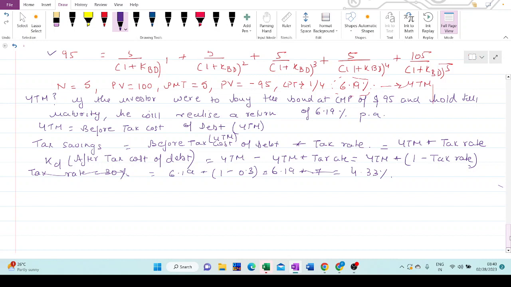The bond was issued at 95. Post issuance, what happened was that the issuer's credit rating was upgraded. How will this upgrade impact the price of the bond? Will it increase the price of the bond or will it decrease the price of the bond? It will decrease the price of the bond. The credit rating has been upgraded.